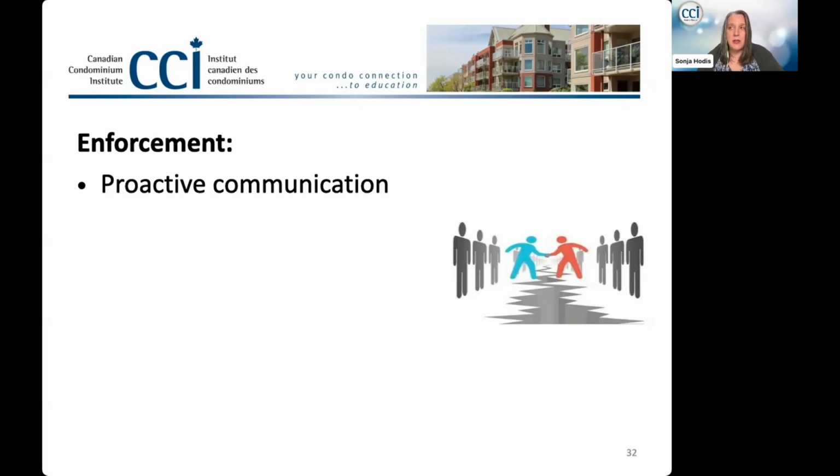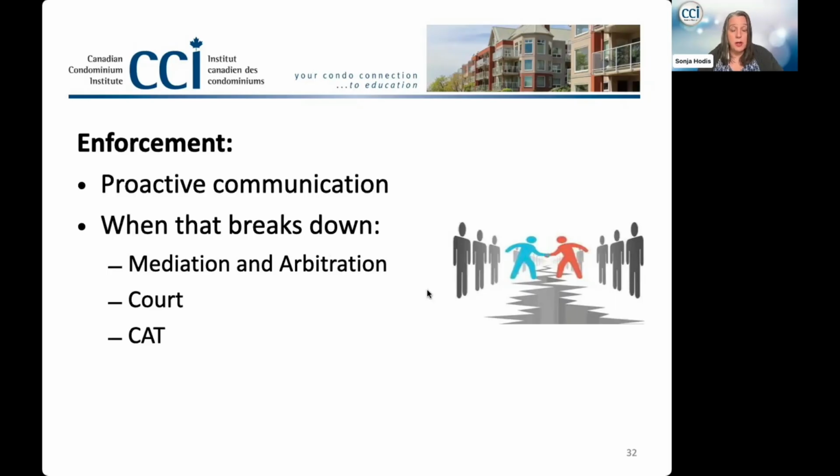So the best thing to do as a first step, if somebody's breaching a rule, is to make them aware of what the rule is, let them know what they need to do to become compliant, and hopefully that solves the problem. If it doesn't, then you're left with a couple of options. Depending on what the issue is, you might be going to mediation and arbitration. There are certain things that have to go to mediation and arbitration. You can't go to court. You can't go to CAT, which is the Condominium Authority Tribunal. You have to go to mediation and arbitration. That's a private process, but that's one way to deal with enforcement.